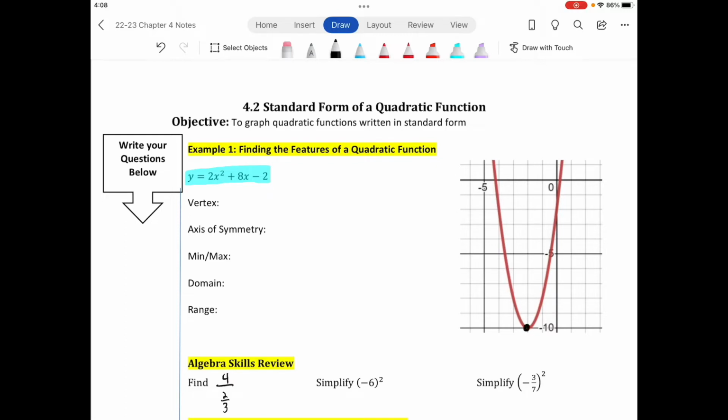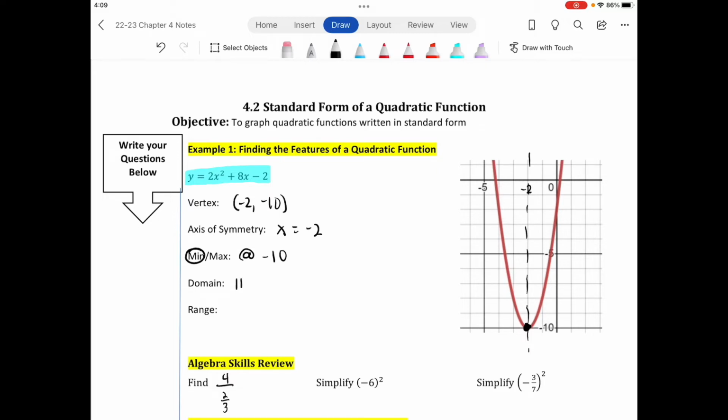We still have a vertex here at the bottom, and our vertex occurs at x being, looks like a -2, and y is at -10. The axis of symmetry is still going to be that line that goes vertically through the vertex, so it's going to be x equals -2. Since the graph is opening up, we are going to have a minimum value, and that minimum occurs at -10.